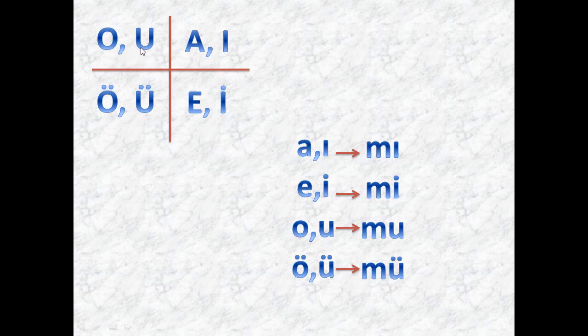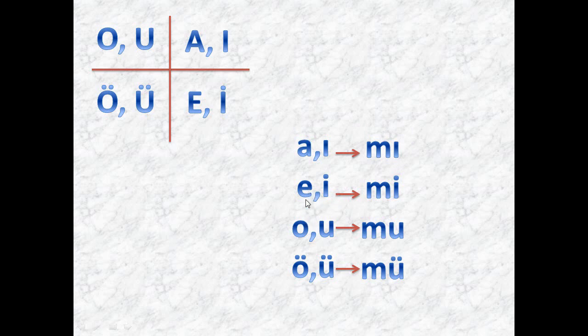We have O, U, A and U, and we have the thin sounds E, U, E and E. So if we have the sound of A and U at the last syllable of any word, we are going to add the suffix M. Actually, this is not a suffix. This is a yes-no question word, which comes just right after the questioned part of the question. And that's why it matches the last syllable of that word.